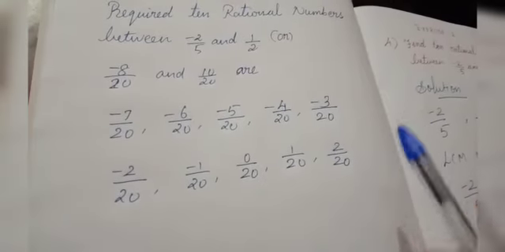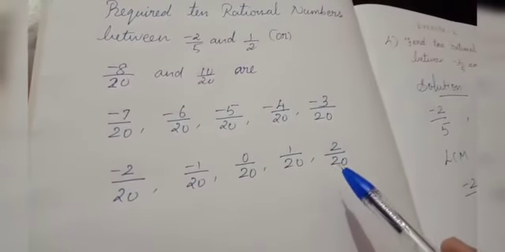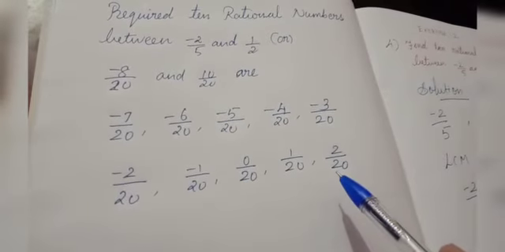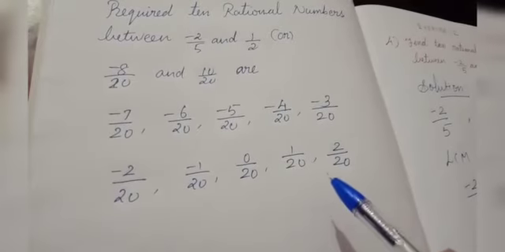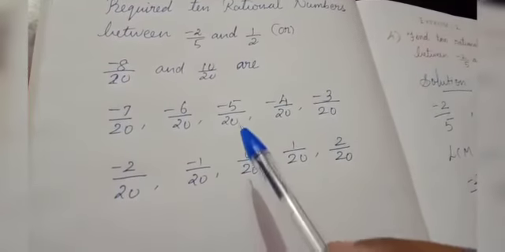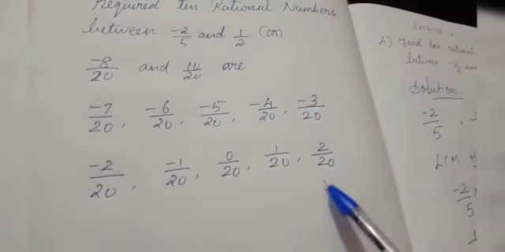I hope you understood. We can write more rational numbers also: 3 by 20, 4 by 20, 5 by 20, 6 by 20, 7 by 20, 8 by 20 and 9 by 20 also we can write. But here in the question they have asked only 10. So I have stopped up to this. I hope you understood how we have to find.